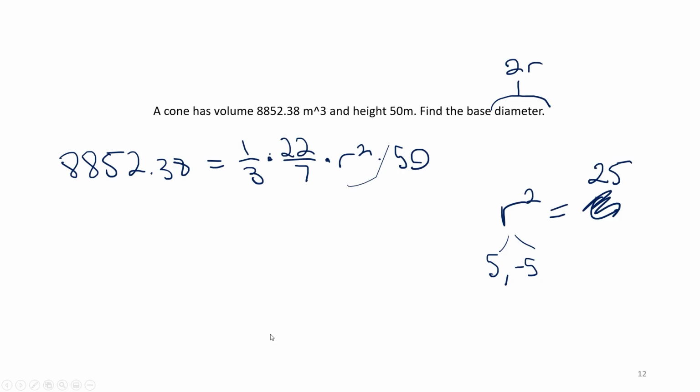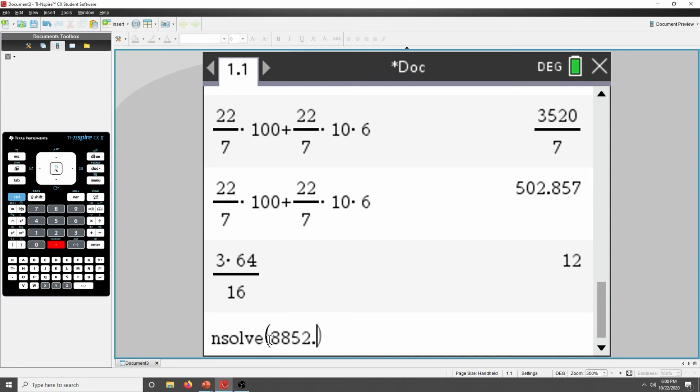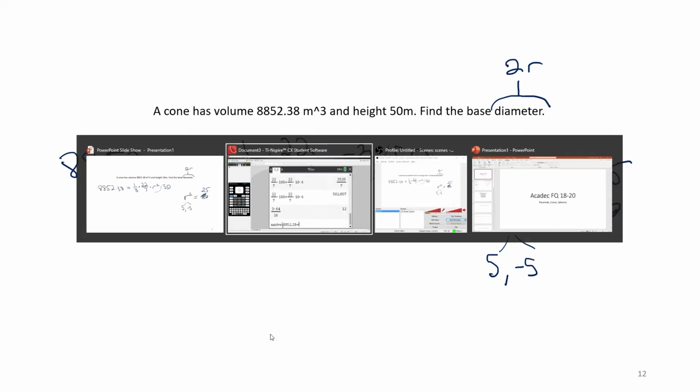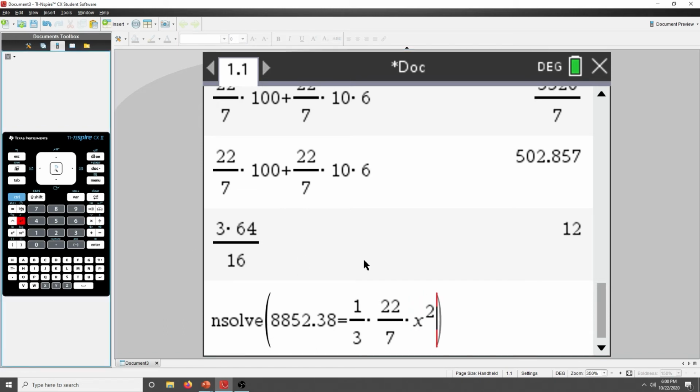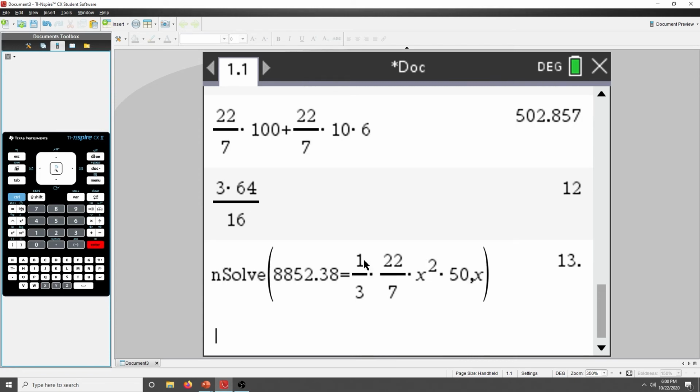Nsolve 8852.38 equals, and this is just normally I'd put the other part of the equation first, but you can do it either way, I think. I don't do this very often, but it doesn't matter. And this is why I think nsolve is fine here. Times x squared. You could put r, you just don't have to. Times 50? Yeah. Comma x.